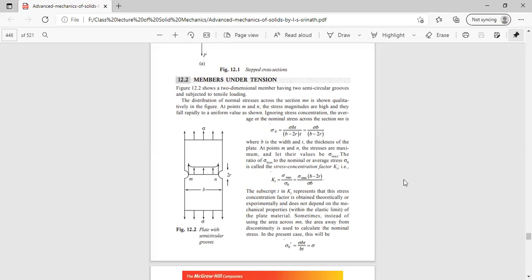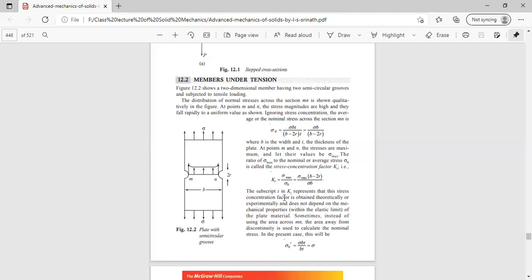Now, if we take the ratio of sigma max to the nominal or average stress sigma 0, this ratio is defined as the stress concentration factor KT. That is, KT is defined as sigma max divided by sigma 0. If we put the respective values of sigma max and sigma 0, it will take the form sigma max multiplied by B minus 2R divided by sigma B and T, where T on both top and bottom cancel each other.